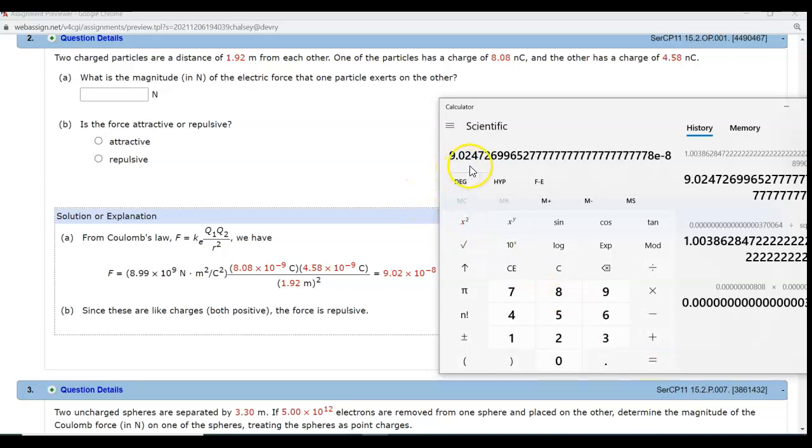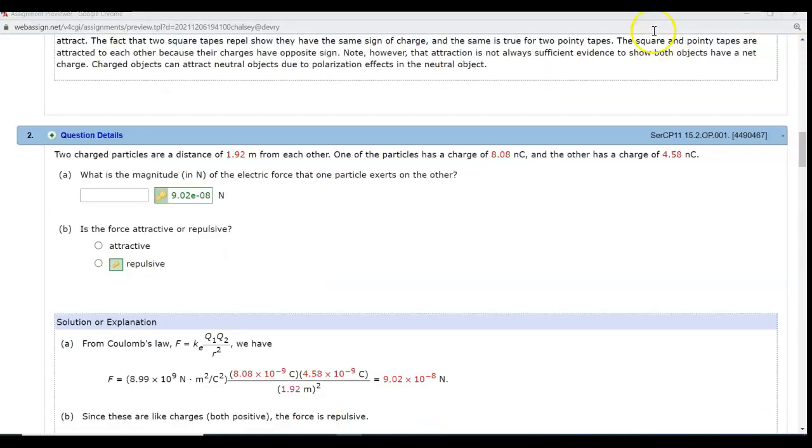And we have 9.02 times 10 to the negative 8. And since we have to enter an exponent here, this is how we'll enter the exponent, 9.02 e negative 8. And the forces are repulsive.